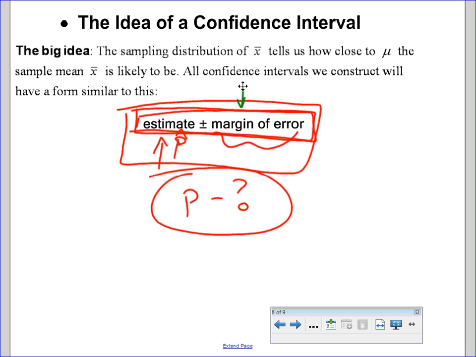We'll start off with proportions first, and then we'll do means in the second half of the unit.